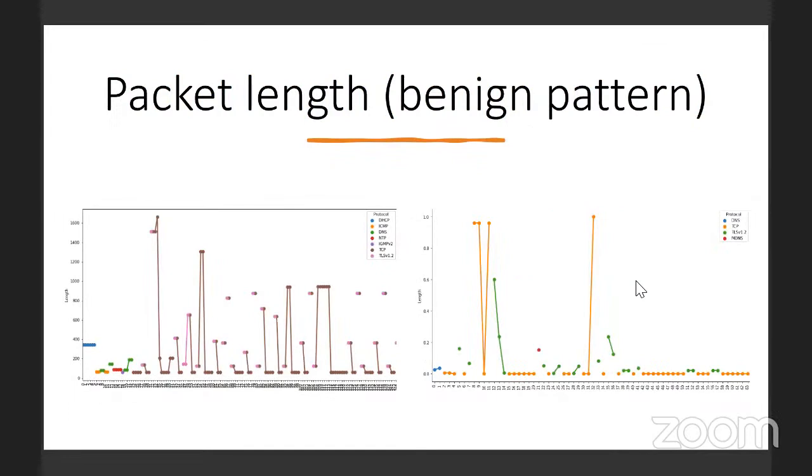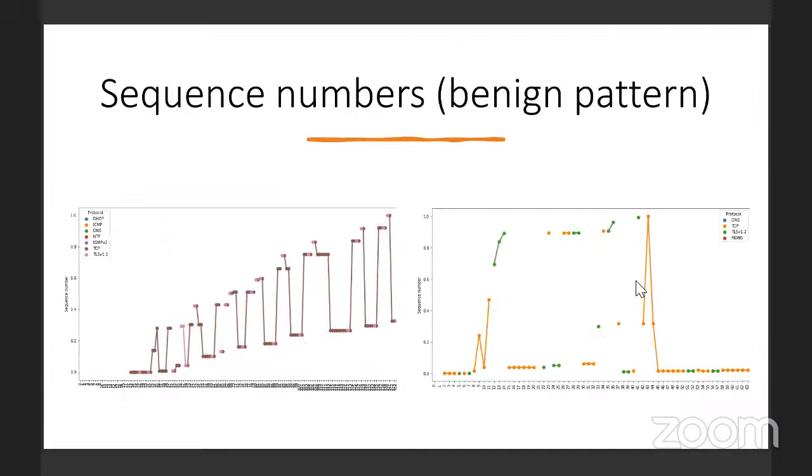The same with the packet length. In a space of 1 minute for both the private and public data, on the right and the left, the length keeps going up and down. You have this randomized nature. It's not static. The same thing for the sequence numbers. It keeps going up and down. It has this varying nature. It keeps alternating. It's not static for the normal traffic pattern.